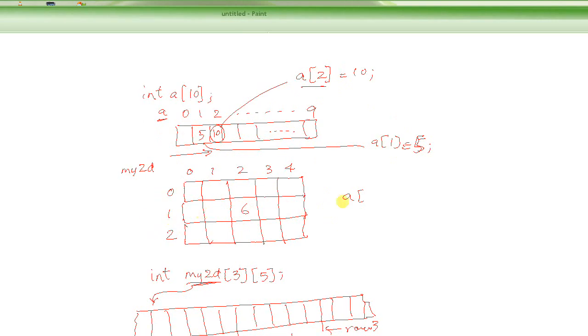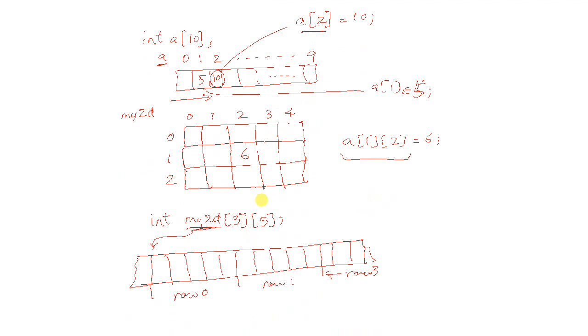A of first the row number 1 and then the column number 2. These two together uniquely identify one of the elements in this array. It doesn't have to be an integer array, it could be any type, okay? But just like in a one-dimensional array, all those elements have to be the same type, okay? And if I make it equal to 6, it will go and boom, store 6 right here.